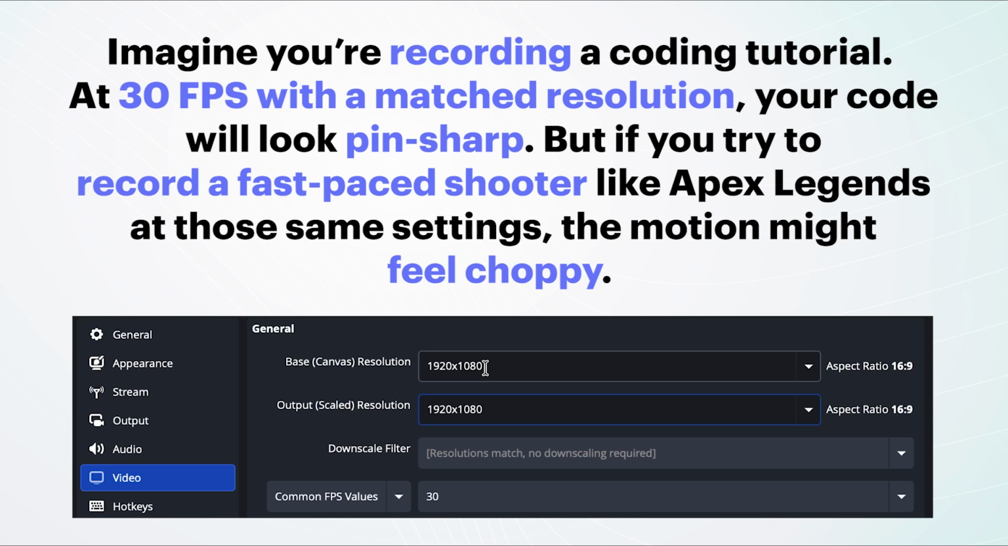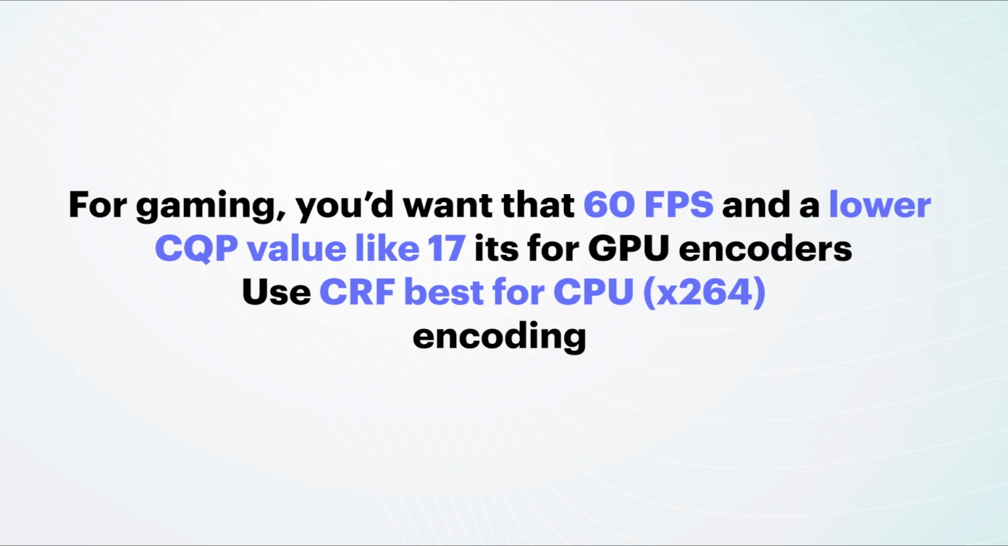But if you try to record a fast-paced shooter like Apex Legends at those same settings, the motion might feel choppy. For gaming, you'd want that 60 FPS and a lower CQP value like 17 for GPU encoders. Use a lower CRF for CPU, X264 encoding.